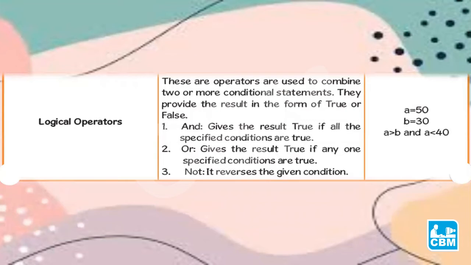Logical operators are used to combine two or more conditional statements and perform logical operations. The logical operators provide results in the form of true or false values. And, or, and not operators are a few examples of the logical operators.